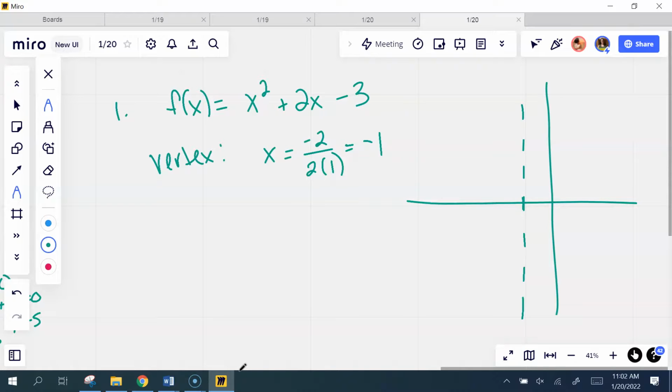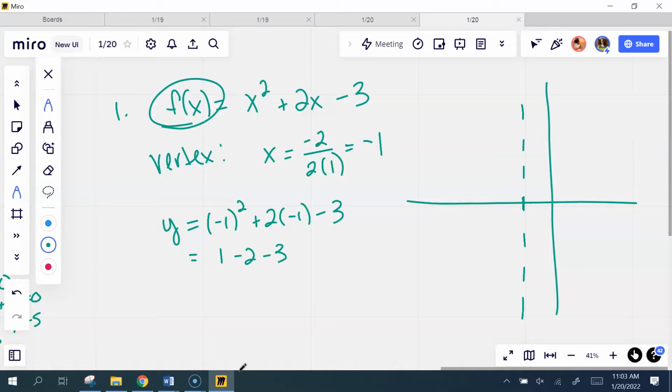But I need to find where on that axis my vertex is occurring. How do I find that? How do you find the other half of the vertex? Plug it in, right? So I'm going to say y equals, now this is f of x, but remember f of x is the same thing as y, it's just function notation. It's going to be negative 1 squared plus 2 times negative 1 minus 3. Looks like negative 6. Nope, negative 4, just kidding.